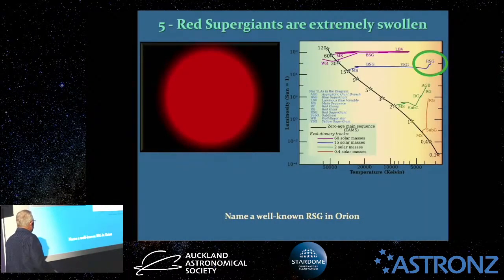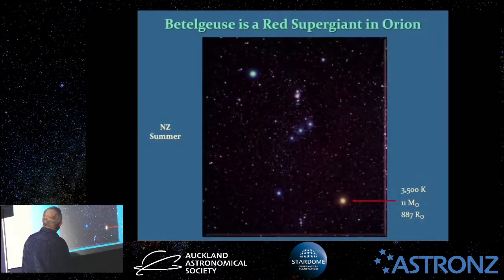Can anyone name a well-known red supergiant in Orion that I was alluding to before that would go out to Jupiter? Betelgeuse, yay! Yeah, so here it is here. So here's your pot again. There's your handle. There's your three main sequence massive stars in there. Your blue supergiant Rigel here, and there's Betelgeuse here. That's a red supergiant. That's visible in the New Zealand summer.